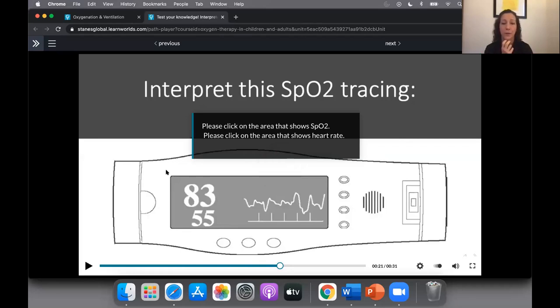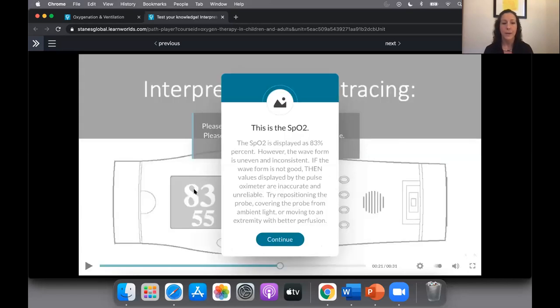So if this were you on the Learning Resource Center, you can see that we have an 83 and a 55. So I'm going to guess that 83 is supposed to represent the SpO2 and 55, because you can also hear the pulse oximeter, I'm going to guess that 55 is supposed to represent the heart rate. So let's click on the 83. The SpO2 is displayed as 83%. However, the waveform is uneven and inconsistent. If the waveform is not good, then values displayed by the pulse oximeter are inaccurate and unreliable. Try repositioning the probe, cover the probe from ambient light, or move to an extremity with better perfusion.